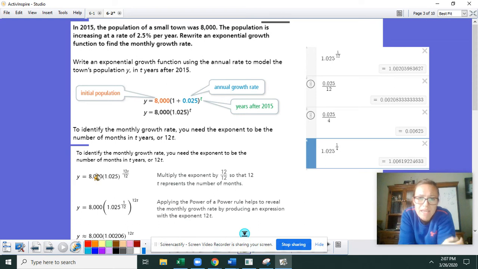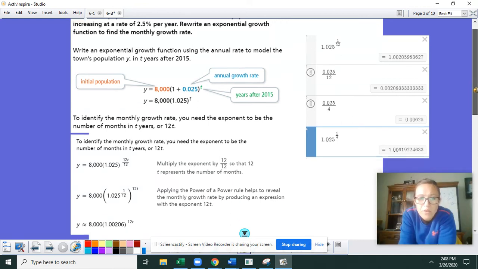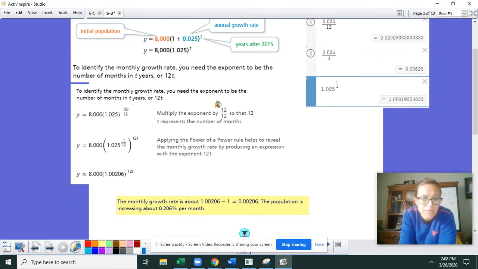This one is a population, so this is example 1, and in this they're saying, okay, this T is the years, and so, well, to identify the monthly growth rate, we need the exponent to be in months. So we know that there are 12 months in every year, so 12 over 12 would be the same as 1 year. And what our example is showing us is that as we go down, we can use a power to a power rule to find the monthly growth rate.